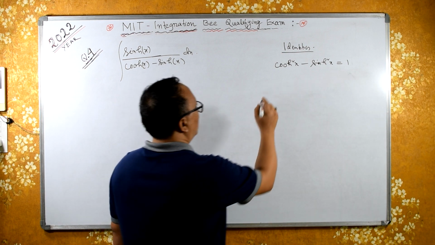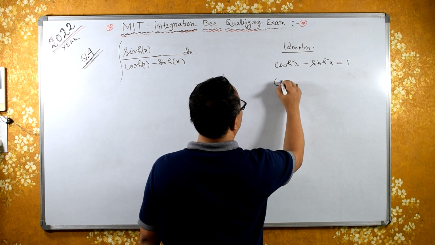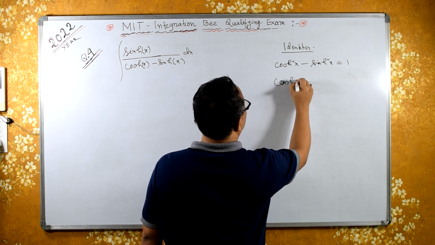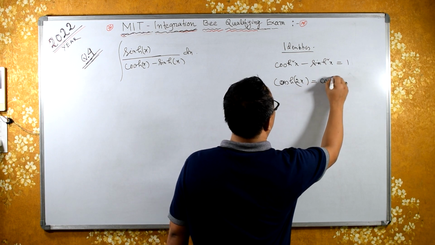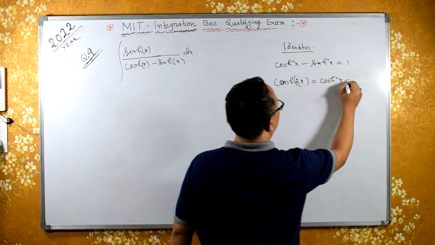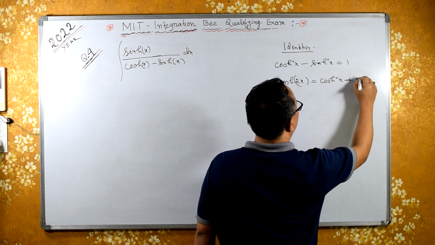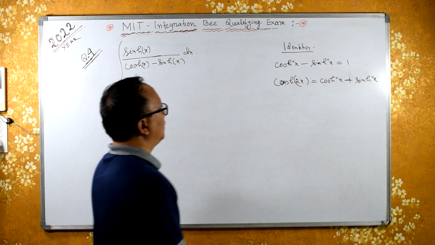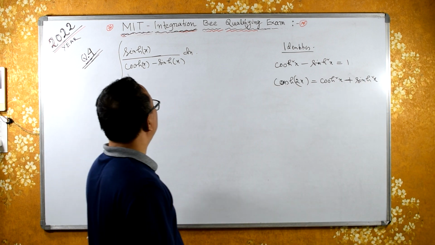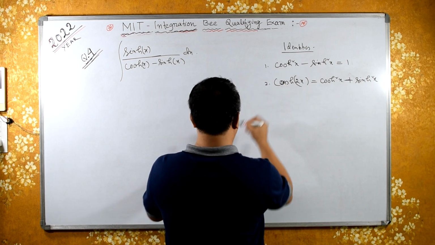As well as we have, in half angle, cosh of 2x equals cosh square x, instead of minus we have plus over here, sinh square x. Now this is identity 1, this is identity 2.